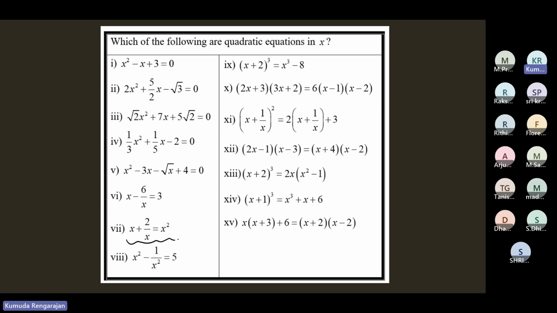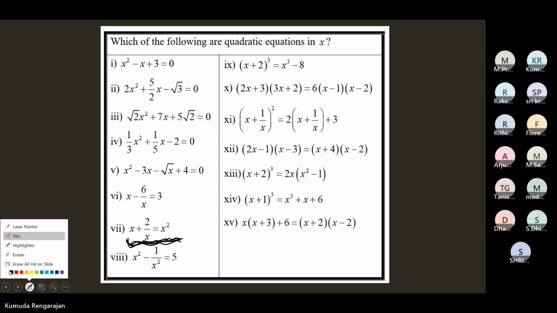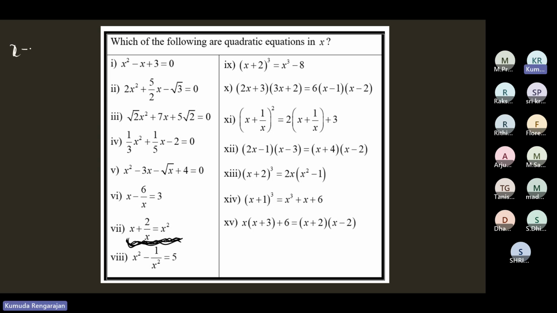Okay, tell me if this can be quadratic. What do you feel when you look at this? Can this be quadratic? Yes, ma'am. So see here, x plus 2 by x plus x squared. X is the common denominator.